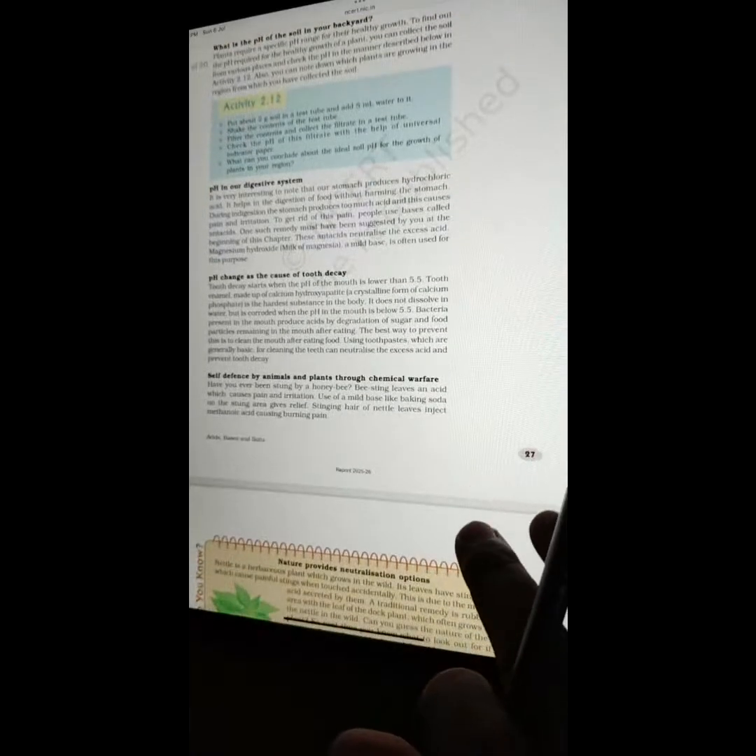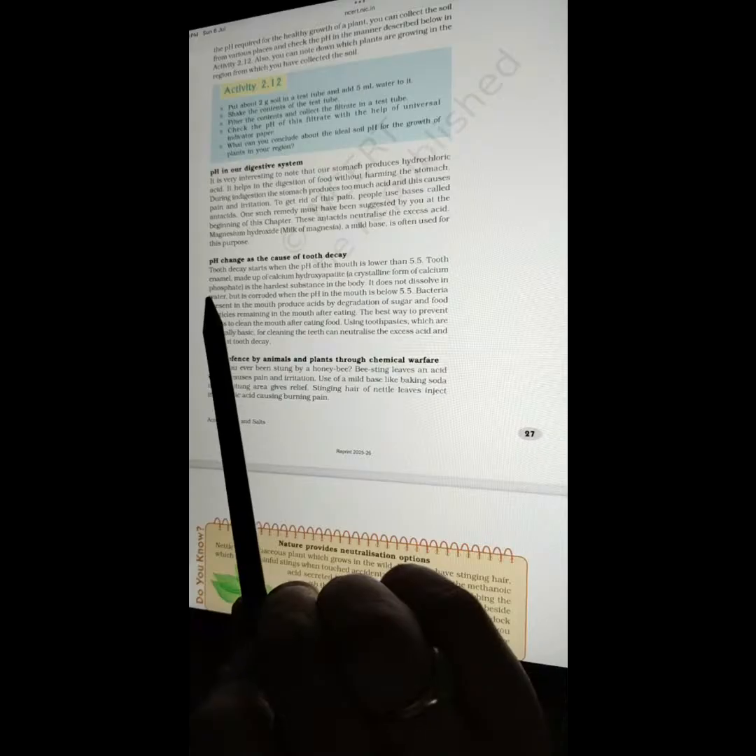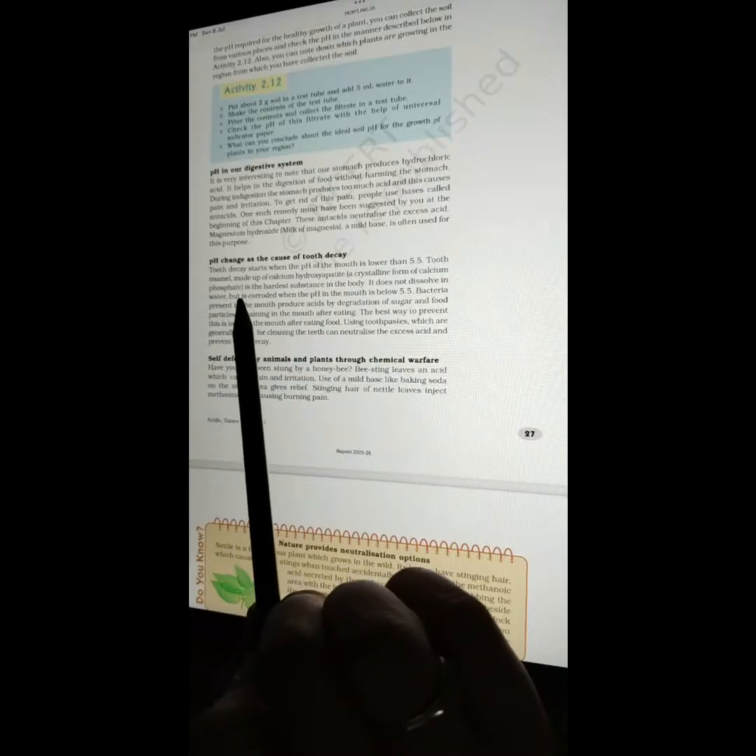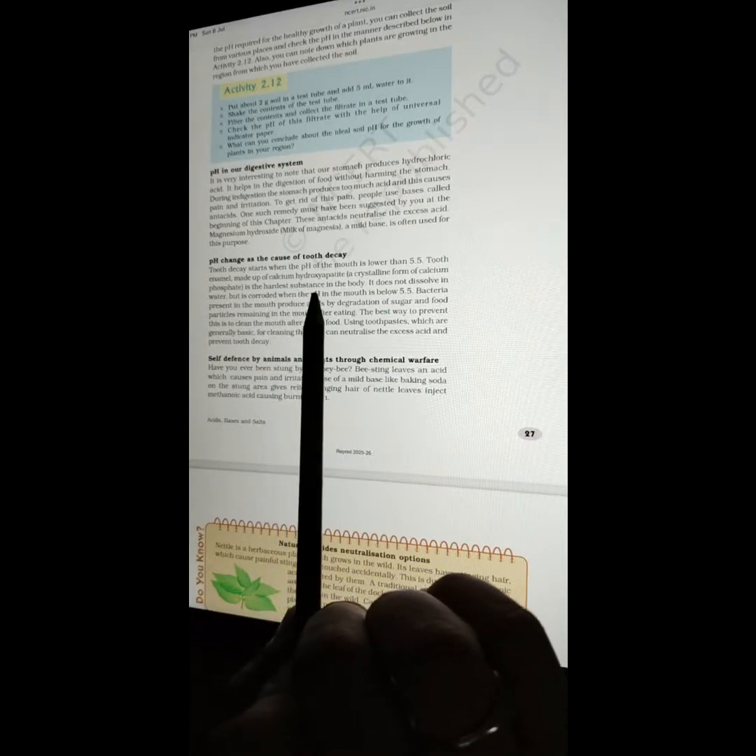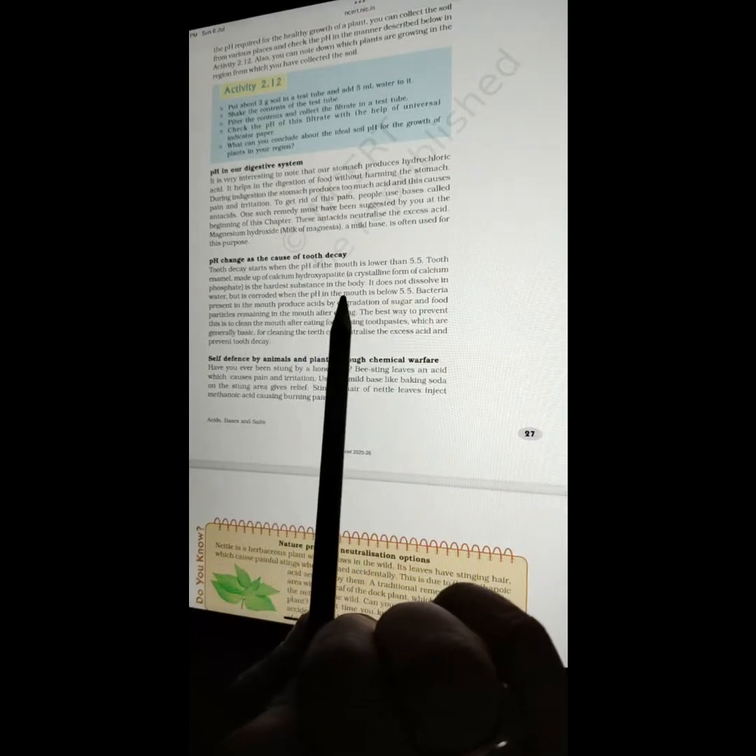pH change as the cause of tooth decay. Tooth decay starts when the pH of the mouth is lower than 5.5. Tooth enamel, made of calcium hydroxyapatite, a crystalline form of calcium phosphate, is the hardest substance in the body.